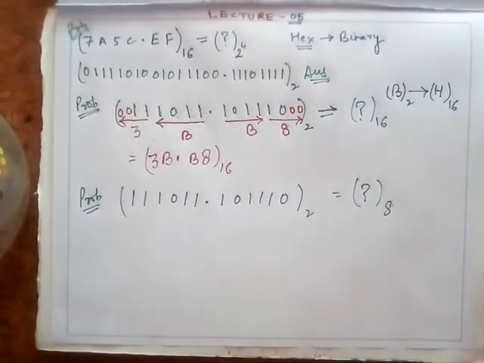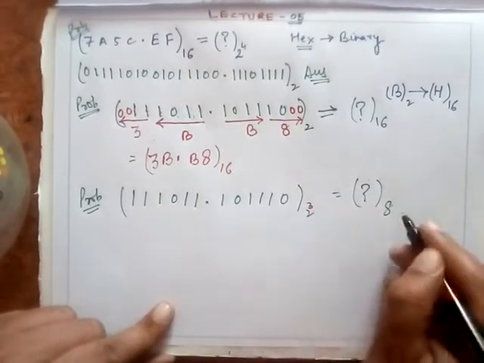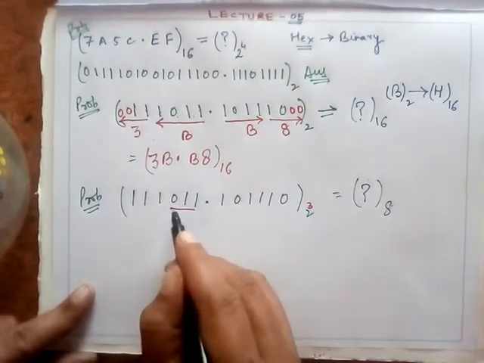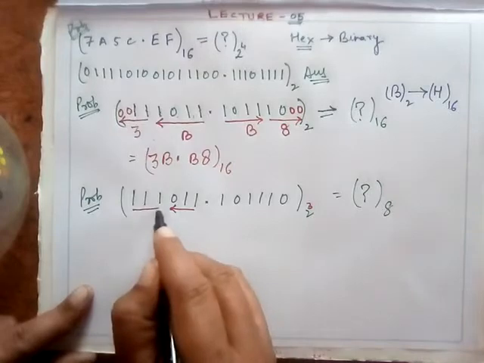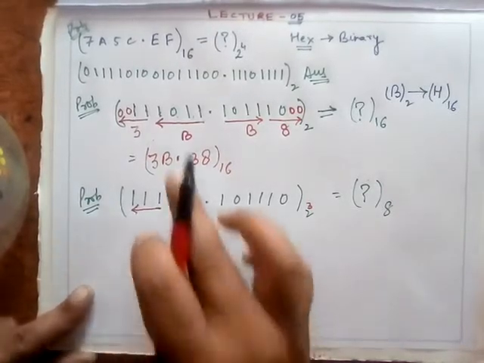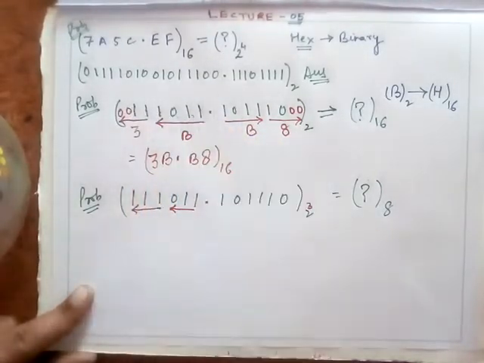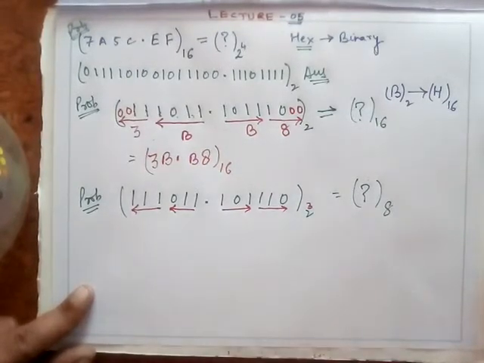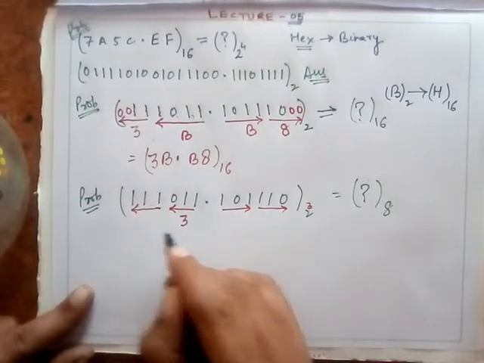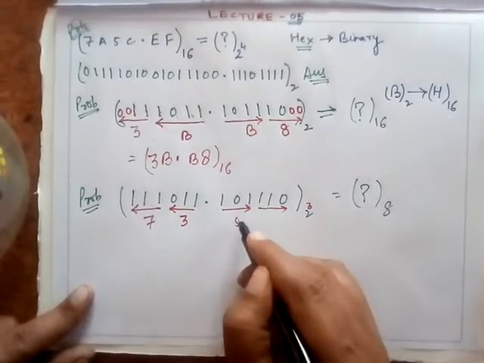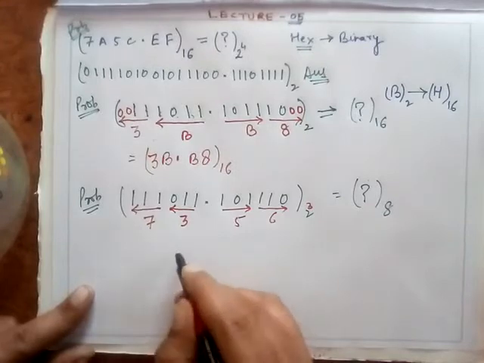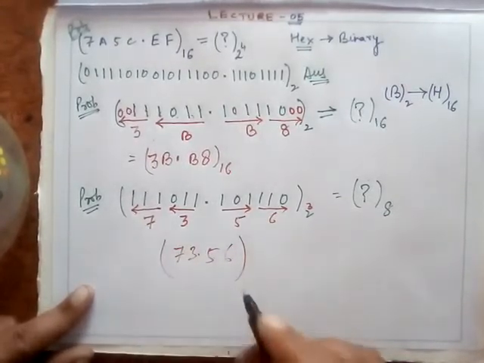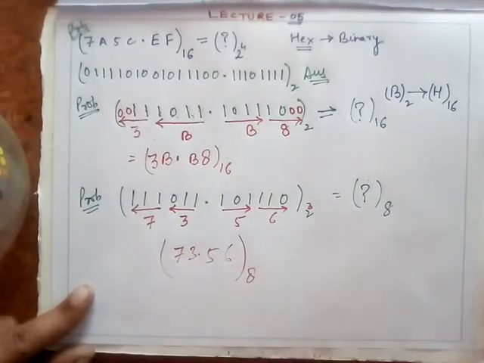Now 8 is 2 to the power 3, so I'll simply make a group of 3 bits. Let's go 1 2 3, 1 2 3, and here these 3 and these 3. Now this corresponds to 3, this corresponds to 7, this corresponds to 5, and this corresponds to 6. So it is 73.56 in base 8. I hope this problem is clear to you.